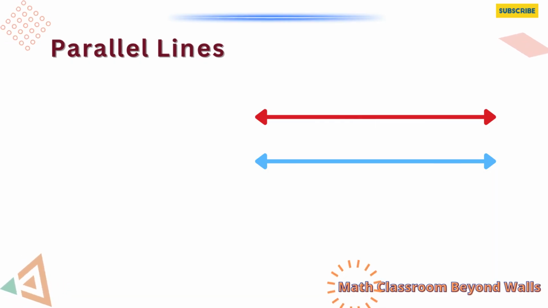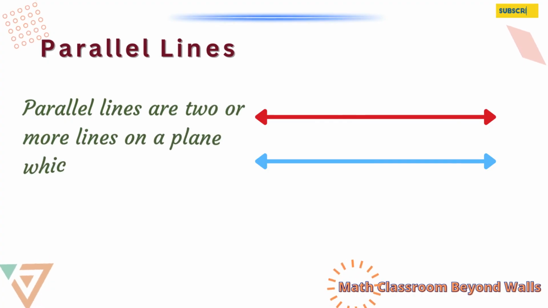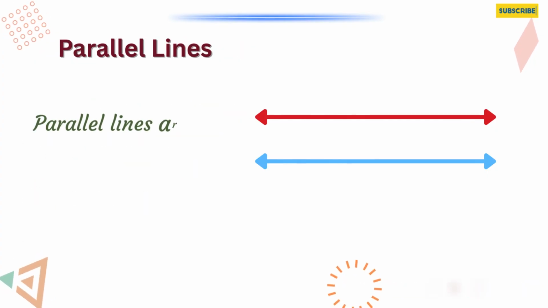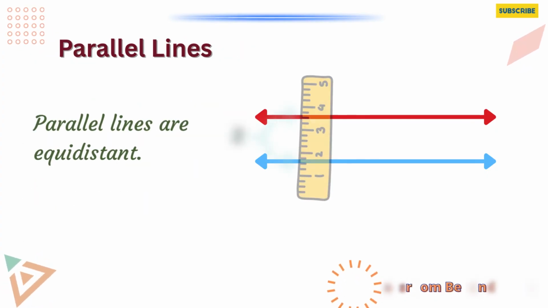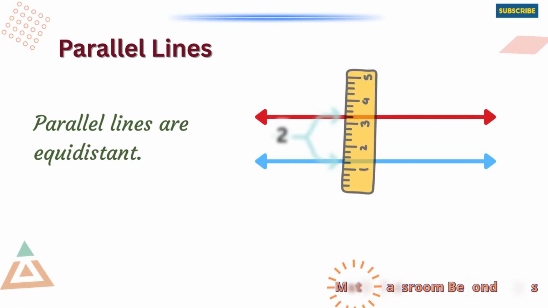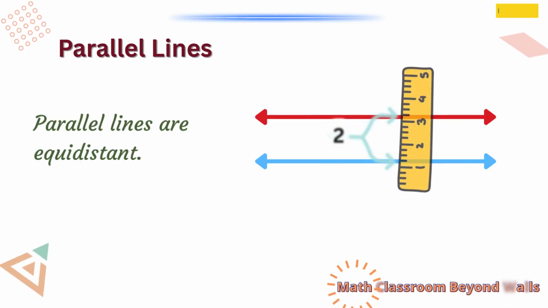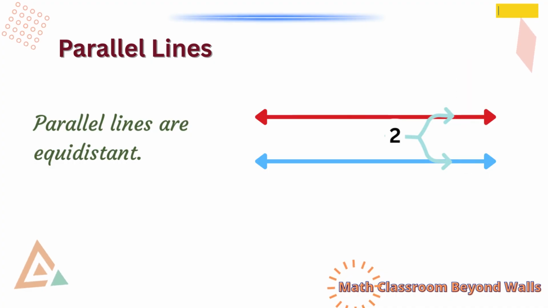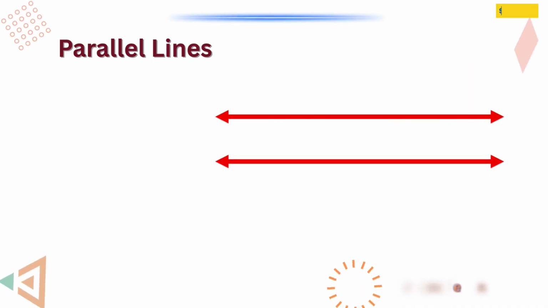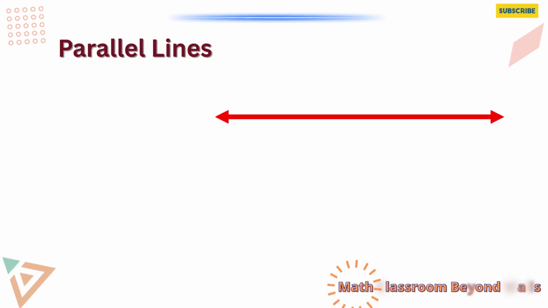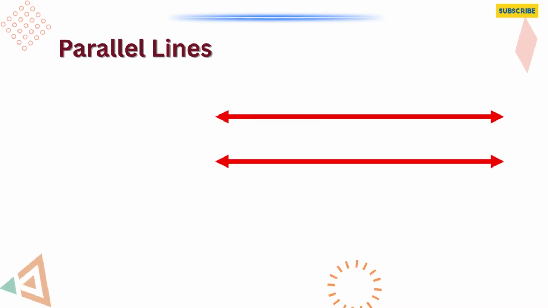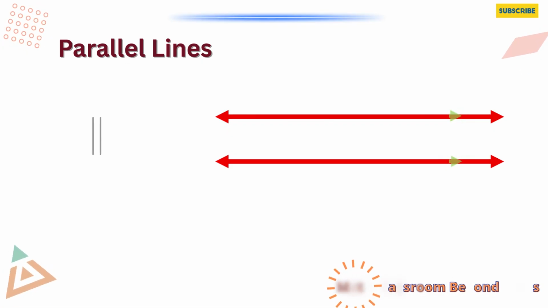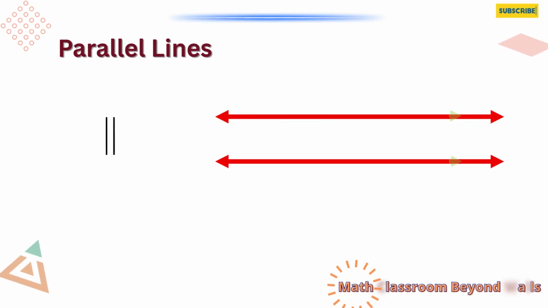So, parallel lines are two or more lines on the plane which remain the same distance apart. We say that the lines are equidistant, meaning that the distance between them is the same all throughout. Hence, they will never intersect. And because they don't intersect, no angle is formed between them. When lines are parallel, we can put one on top of the other and you will only see a single line. Parallel lines are marked with arrows like what we have here. Now, to show that lines are parallel, this notation or symbol resembling two vertical bars is used.